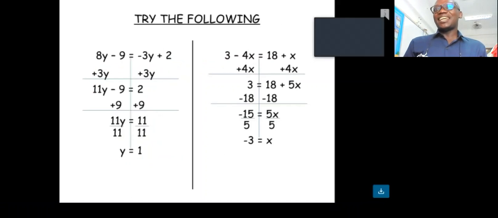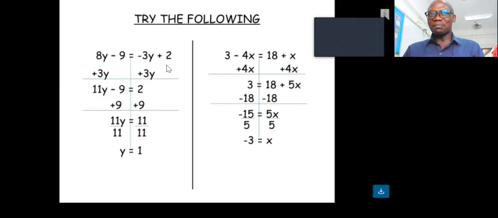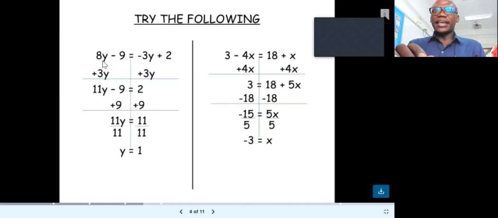Let's try another question. If we have 8y minus 9 will be equal to negative 3y plus 2. The step is very simple. Collect like terms. Begin with the smaller variable. When we compare 8y and minus 3y, the smaller variable is negative 3y. So we just take this negative 3y to the left-hand side. Since it is negative and it's crossing an equal sign, it becomes a positive.